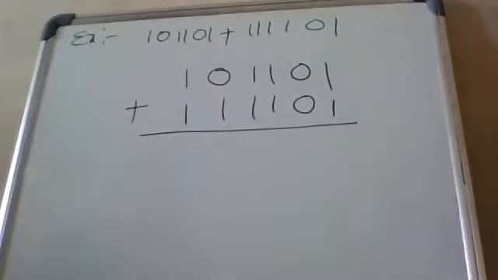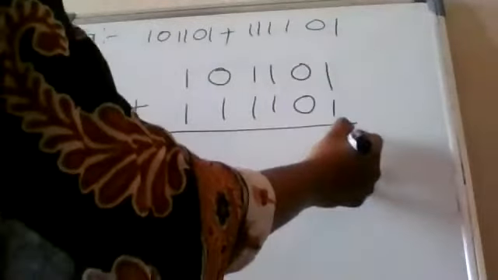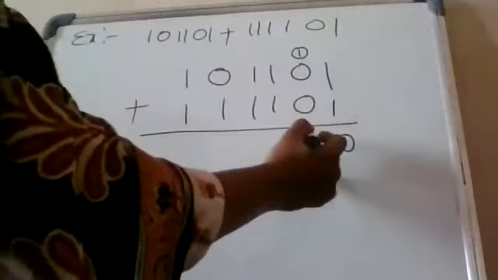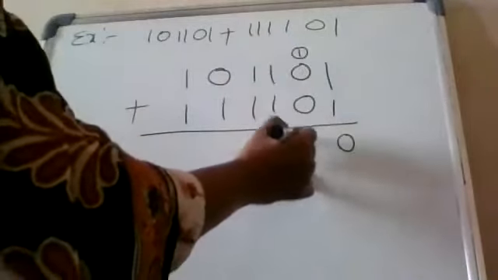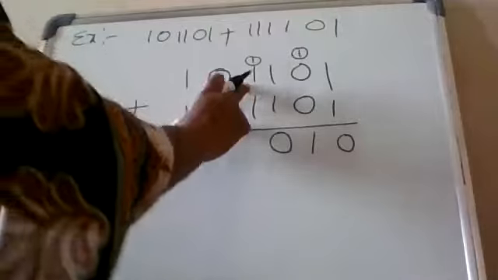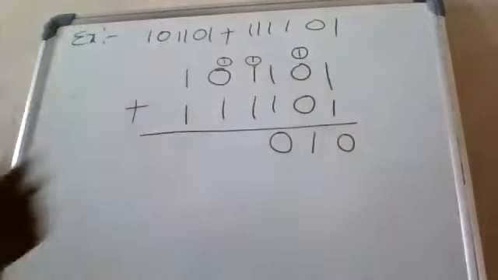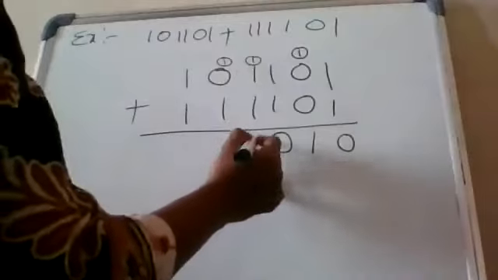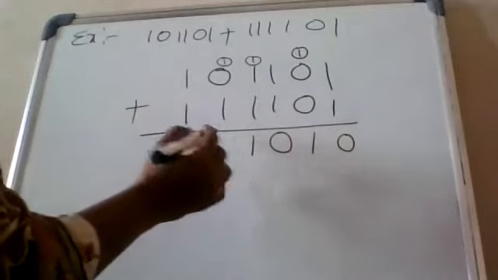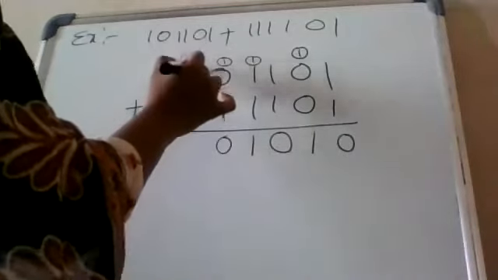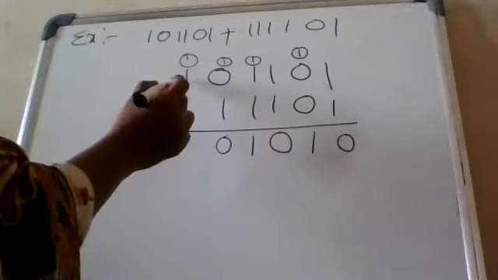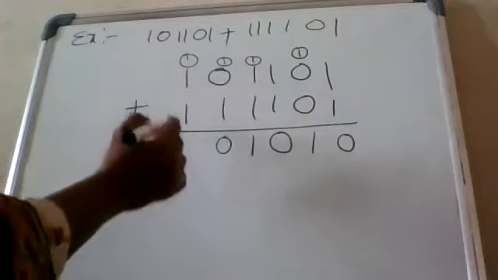Addition. 1 plus 1, here write 0 and 1 is carry. 1 plus 0, 1. 1 plus 0, 1. 1 plus 1, here write 0 and 1 is carry. 1 plus 1, 0 here and 1 is carry. 0 plus 1, 1. 1 plus 0, 1, and 1 plus 1, 0 here, 1 is carry. 1 plus 1, here write 0 and 1 is carry.